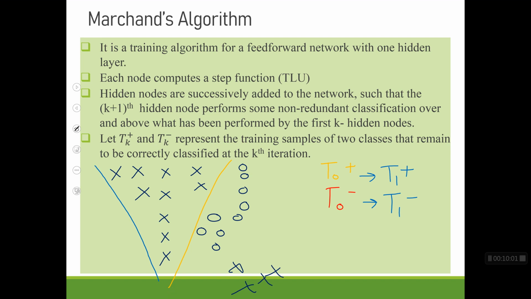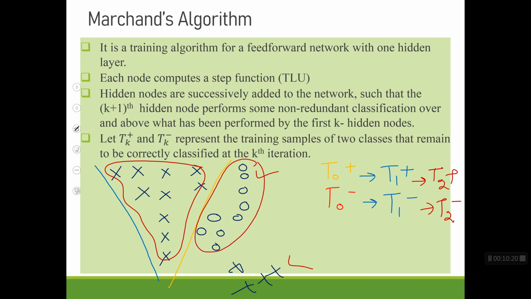These patterns are getting classified. So if you see, all these patterns are classified and this still remains unclassified. So now I will get a new set, that is T2 plus, and I will get T2 minus. So every time, what will be T2 plus and T2 minus? T2 plus will be this and this will be T2 minus, out of what is left to be classified.